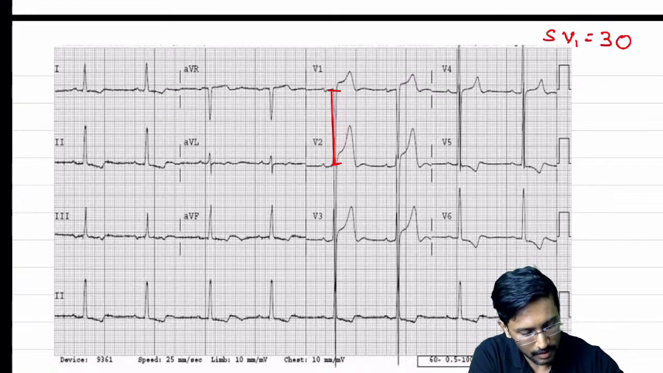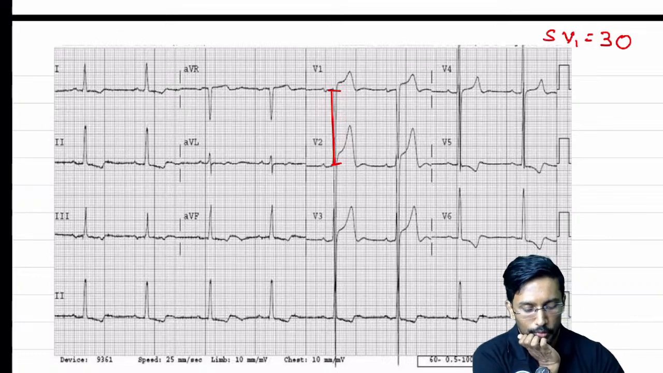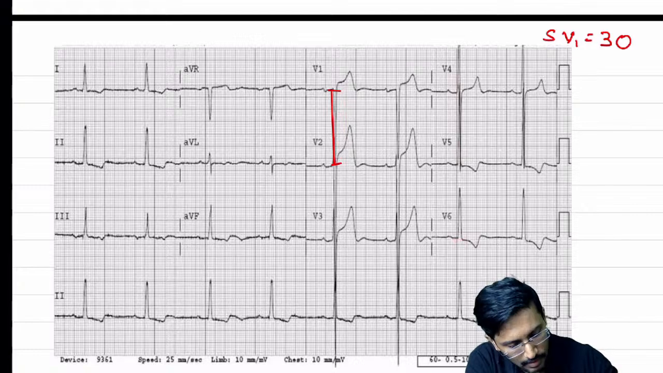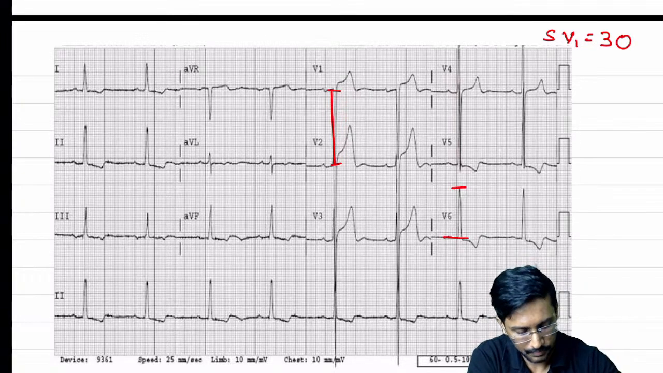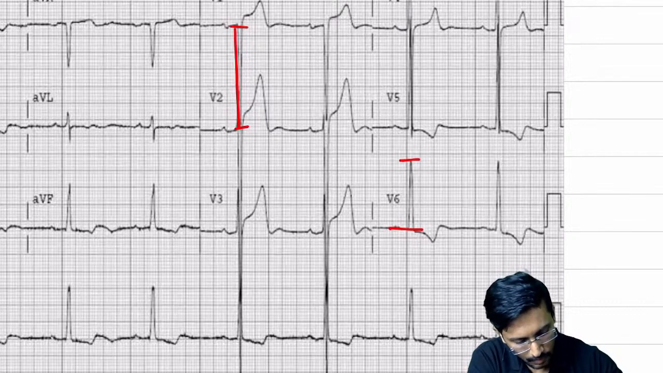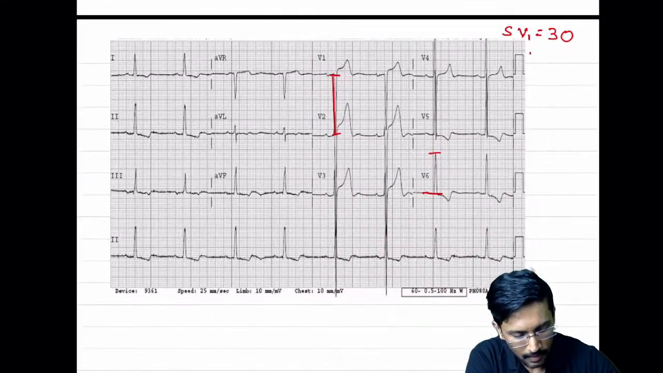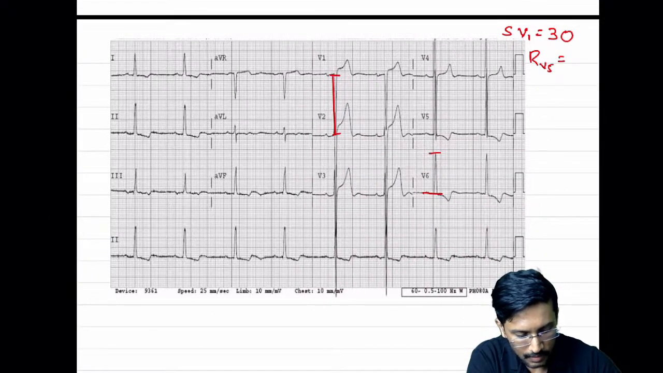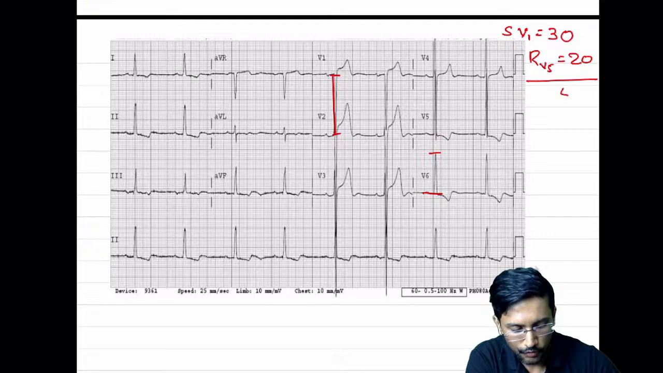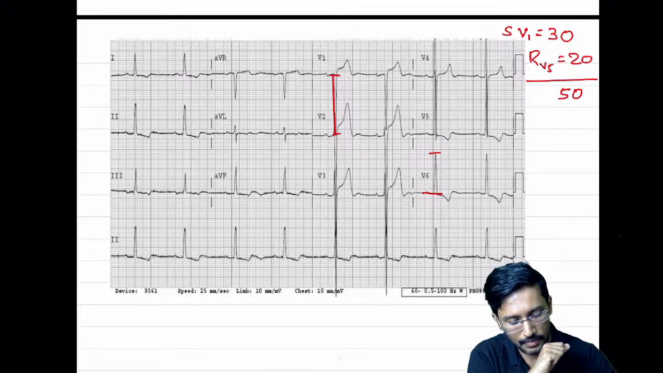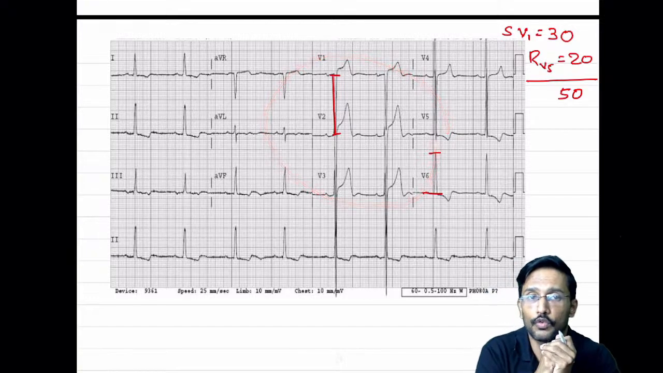And what about R in V5 or V6? V5, I'm not even able to see where it is ending, but I can see in V6 clearly. So let me apply it in V6. So when I see V6, how much is it? 1, 2, 3. I can say roughly 4, right? So here R in V6 is equal to 20. So what is the total? 50. Is it more than 35? Yes. So according to Sokolov-Lyon criteria, I do have left ventricular hypertrophy here.